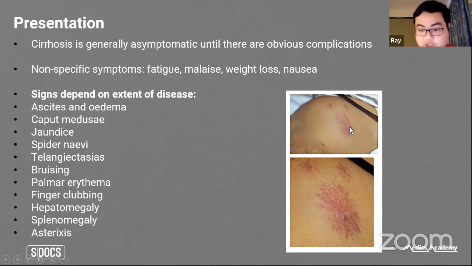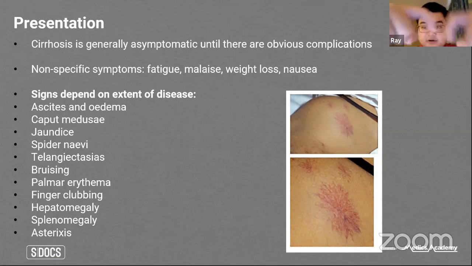Spider nevi, which is shown in this diagram. Telangiectasias, small blood vessels forming on the skin, and bruising, palmar erythema, red palms, and finger clubbing. So you ask the patient to do this, and look at the little diamond space there, or you can have a look at the fingers like this. And then hepatomegaly or splenomegaly, which is organ enlargement.